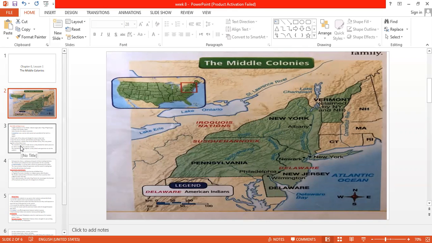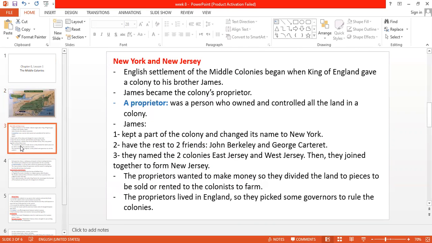Okay, let's start now with how these colonies or states were established. First, we're gonna speak about New York and New Jersey, because they were established at the same time. You know, guys, that the English settlement of the Middle Colonies began when the King of England gave a colony to his brother James. Now, it's like a story, so concentrate. The King of England took the colony of New York and New Jersey and gave it to his brother James.